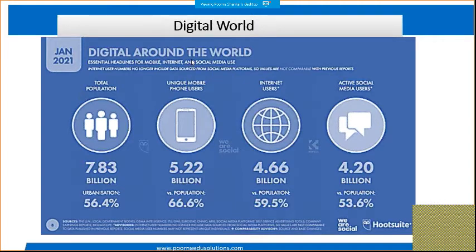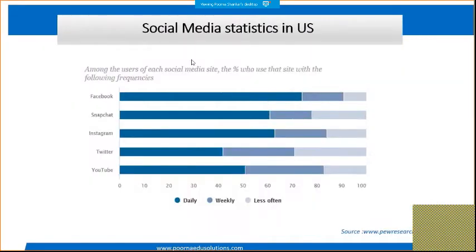People, and the rest are all rural people. Now, out of which 5.2 billion people, almost 66%, are using mobile phones, and 4.66 billion people are using the internet, and 4.2 billion people are using social media. Almost 53%, I can say.